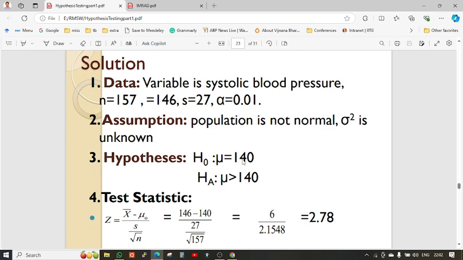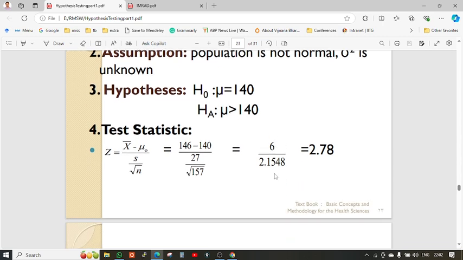So here the assumption is the population is not normal, but n is greater than 30. Sigma square is also not known. So here assume your hypotheses, that is mu equal to 140, and second, mu is greater than 140, because it is given as 146. So to utilize the Z statistic, calculate this value.